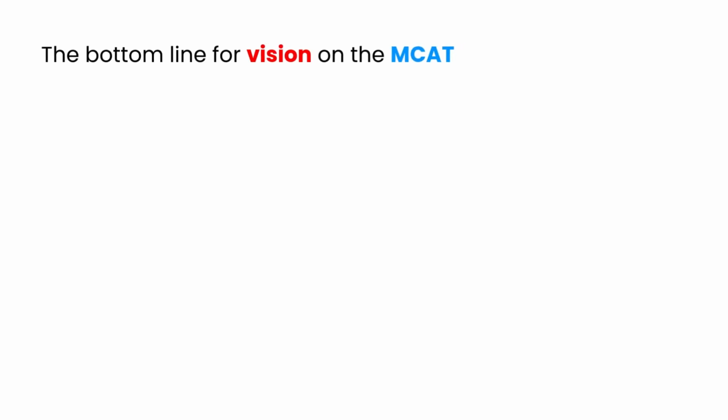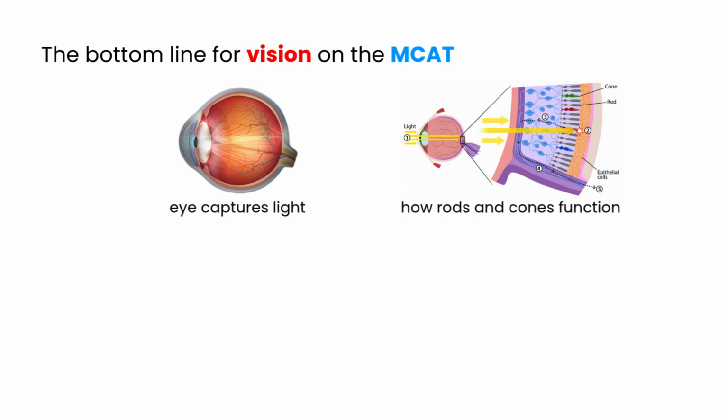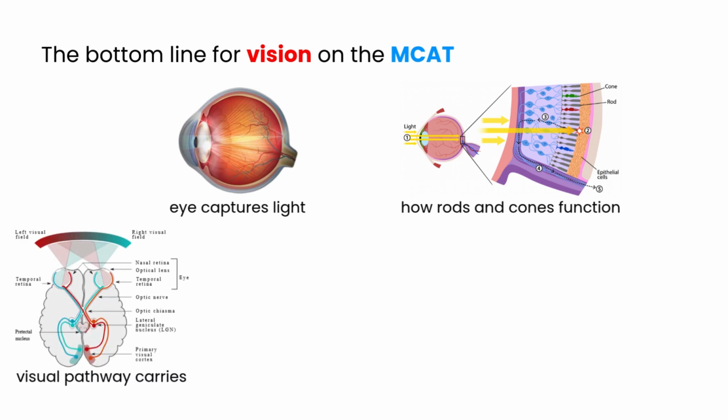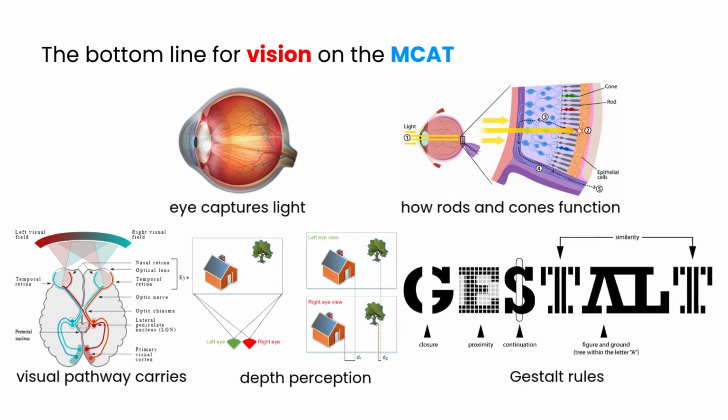So here's the bottom line for vision on the MCAT. Know how the eye captures light, how rods and cones function, how the visual pathway carries information to the brain, and how principles like depth perception and Gestalt rules shape what we see. If you can connect anatomy to perception, you'll be ready for almost any passage they throw at you.